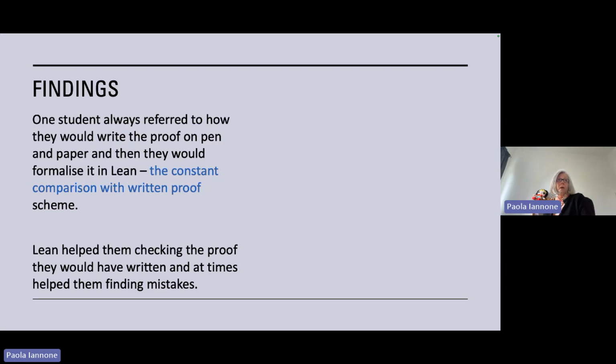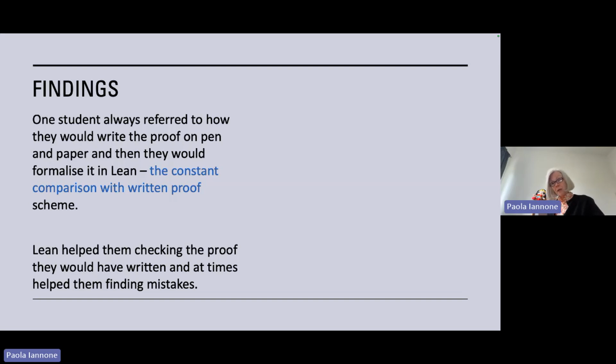The one that we argue was productive for learning mathematics was the one of the student who always referred to how he would write this proof on pen and paper, and then thought how he would formalize it in Lean. We call this the constant comparison with written proof scheme. Forget about the word scheme, but this is the idea. In this case, we could see a back and forth between the Lean proof and the pen and paper proof. And occasionally the student even rewrote the Lean proof because he wasn't happy with it, because it wasn't showing enough of the proof that he would have written in pen and paper. So we argued that this could be a positive engagement with Lean.